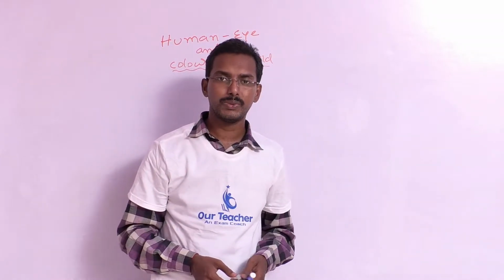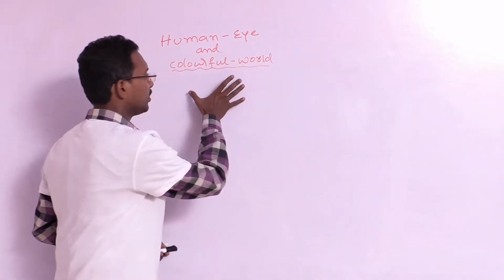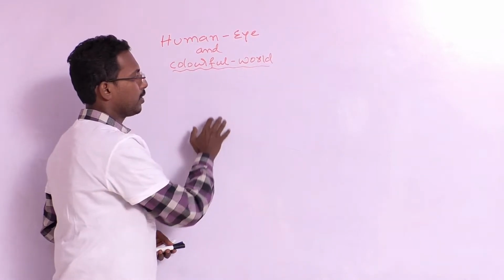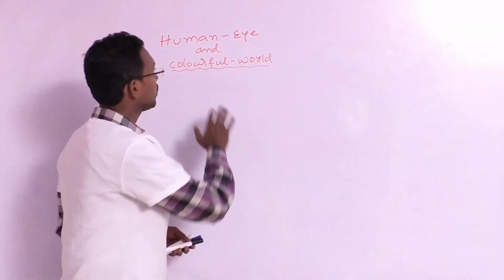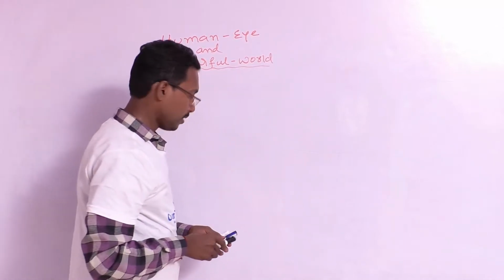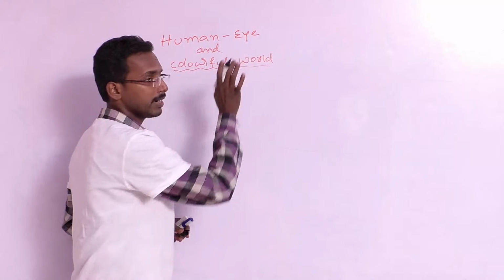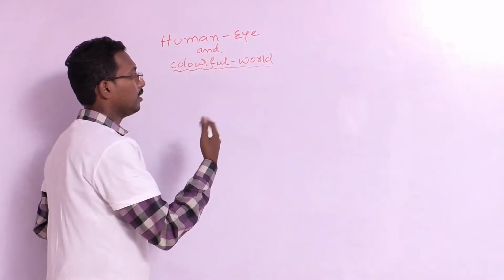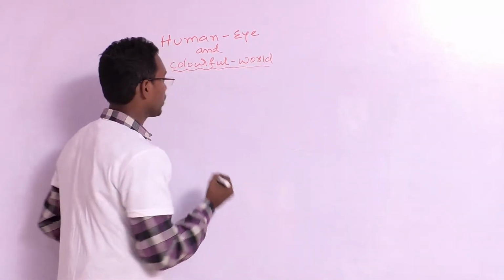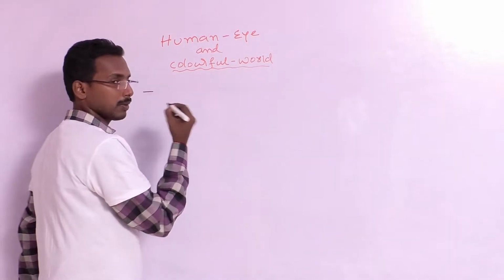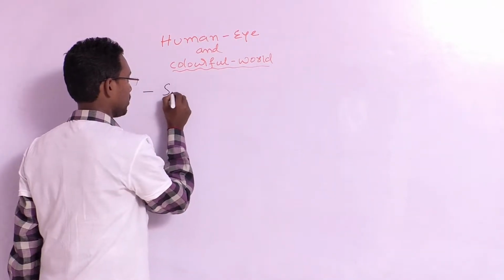I'm a physics teacher. Today we are going to deal with the introduction, or the main topics, of our lesson, human eye and colorful world. Basically, in this lesson we will deal with the human eye, its working process, and things related to the human eye. The human eye works on the principle of sensation of vision.